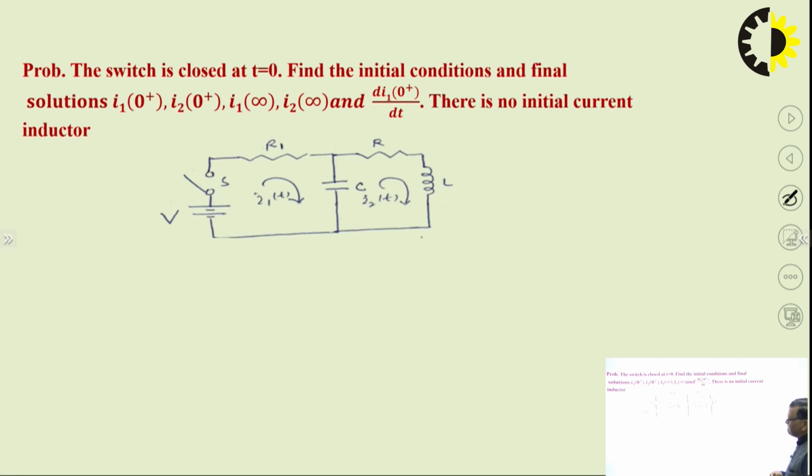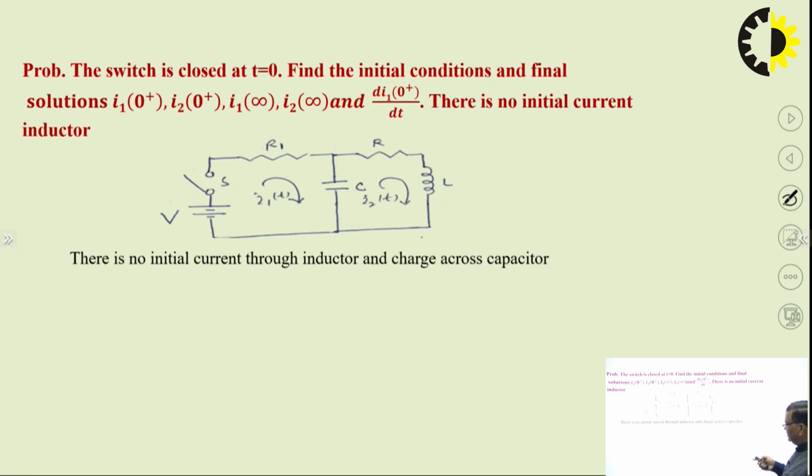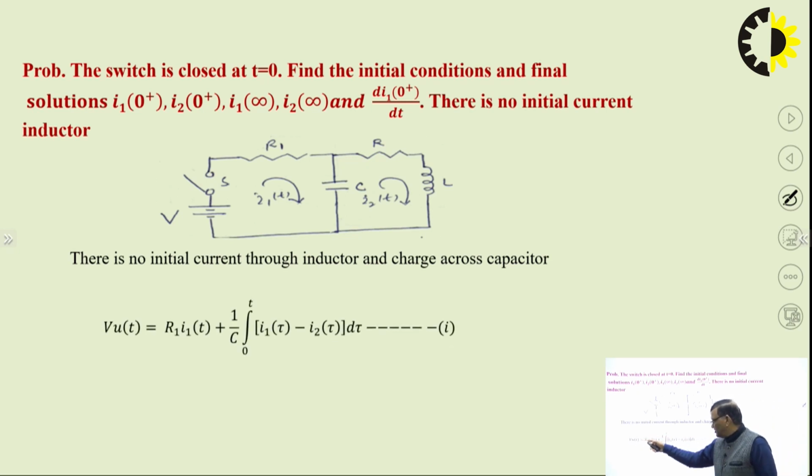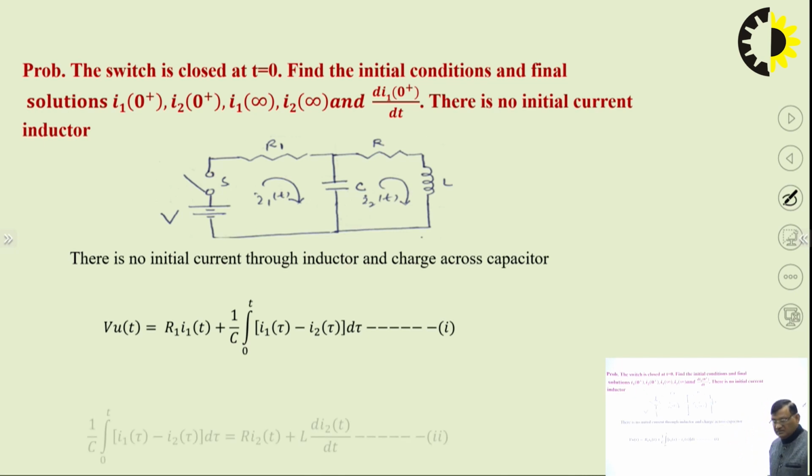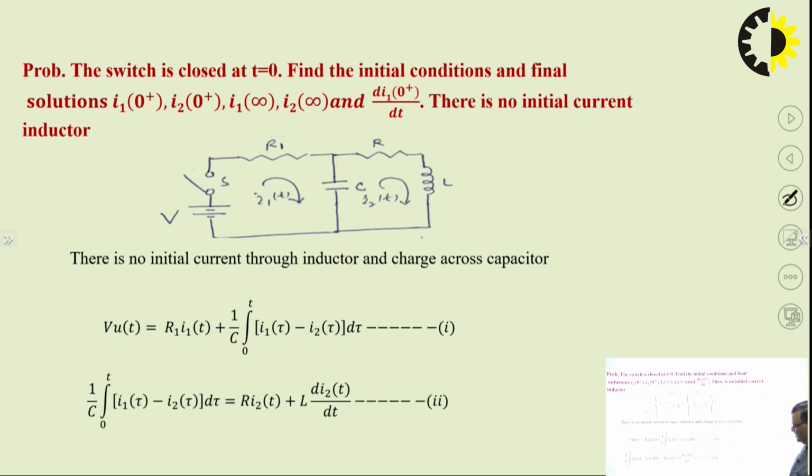Now the switch is closed at t is equal to 0. There is no initial current through the inductor and no initial charge across the capacitor. If we apply KVL, we can write these two equations for any time t.